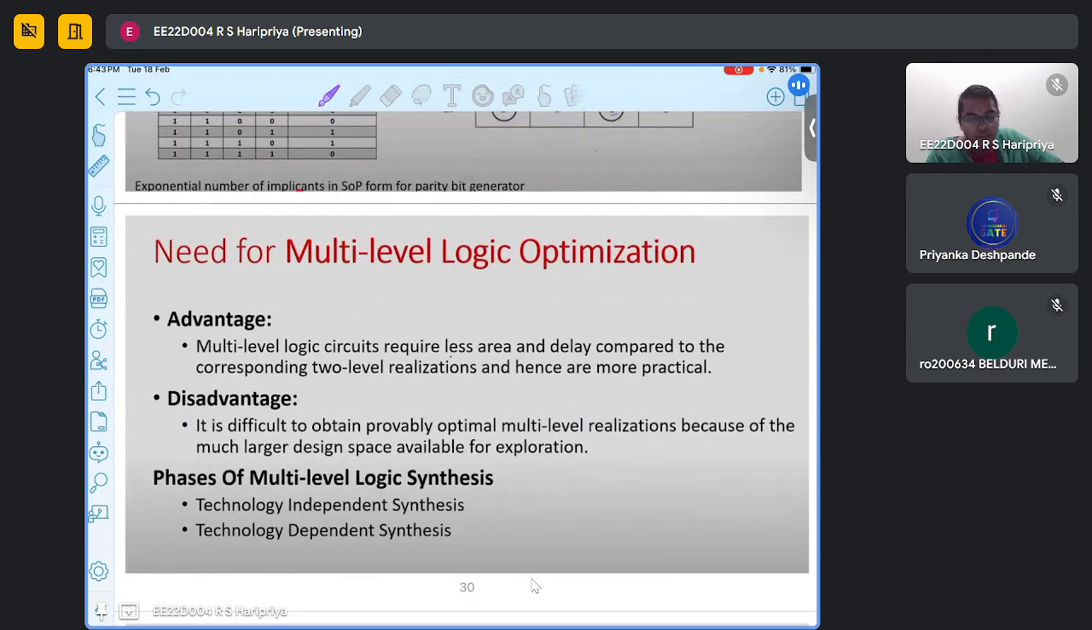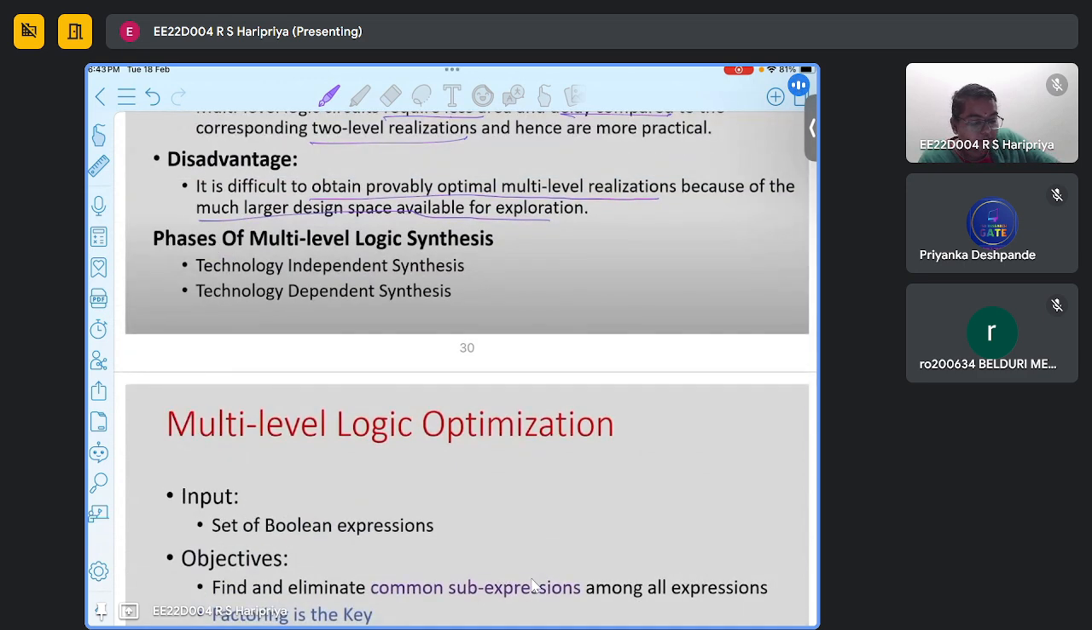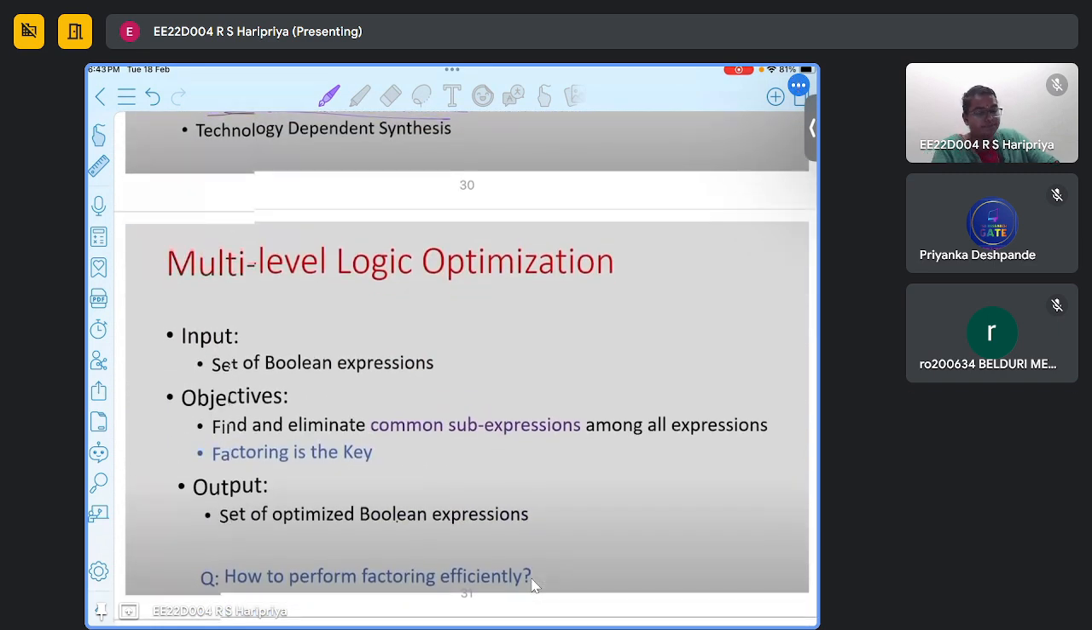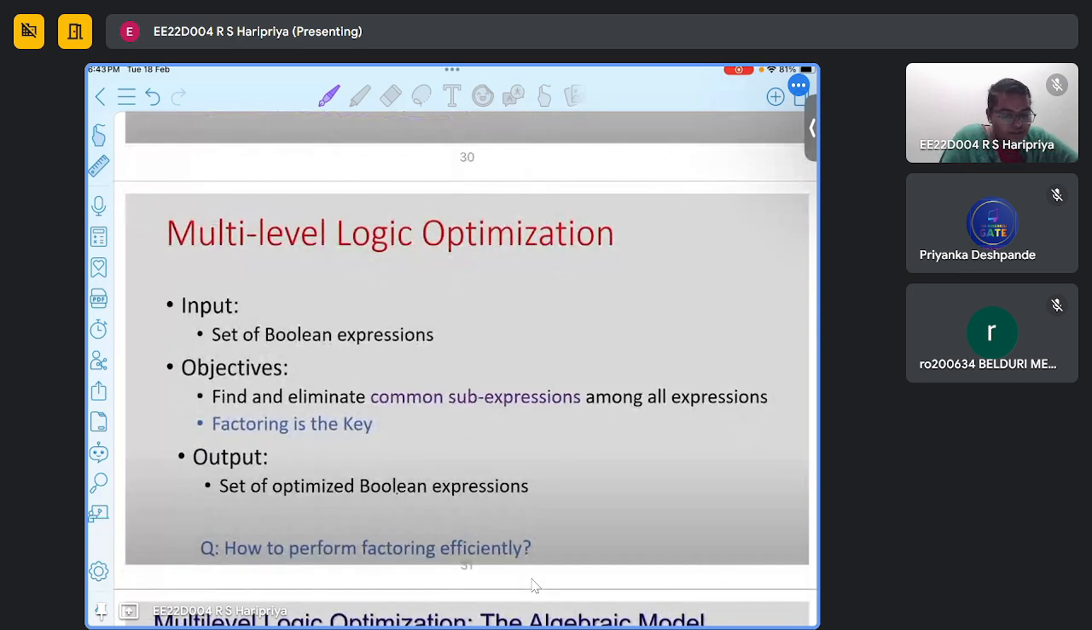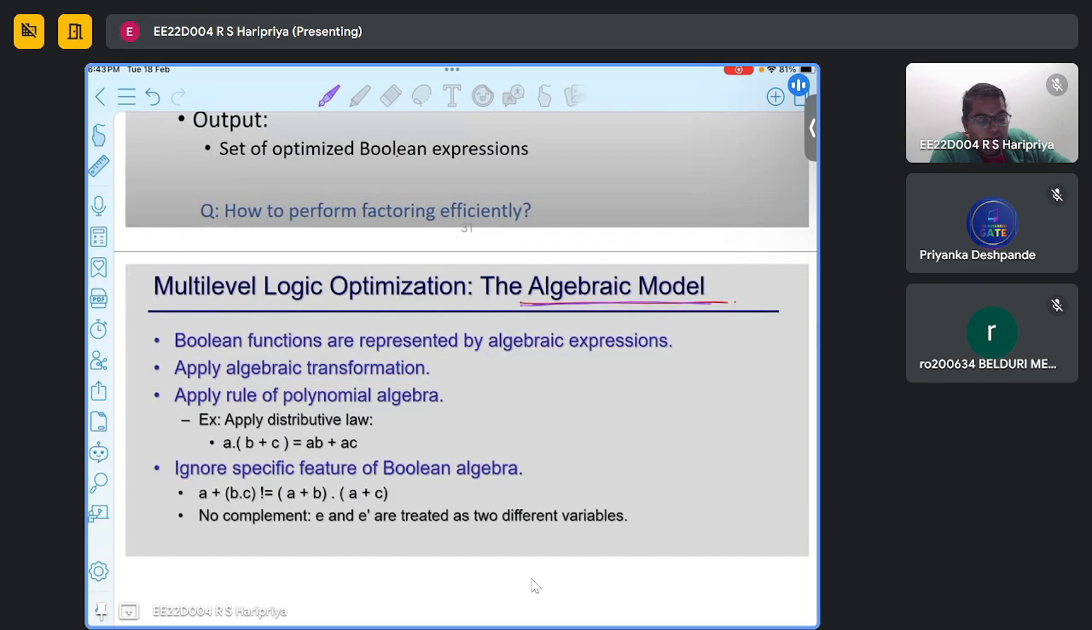And so what are the advantages of multi-level logic? It requires less area and delay compared to the two-level realization, and it is difficult to obtain the optimal multi-level realization because of the much larger design space exploration. So we will be seeing in this class the independent synthesis. For the multi-level logic optimization, we will be using the algebraic method.